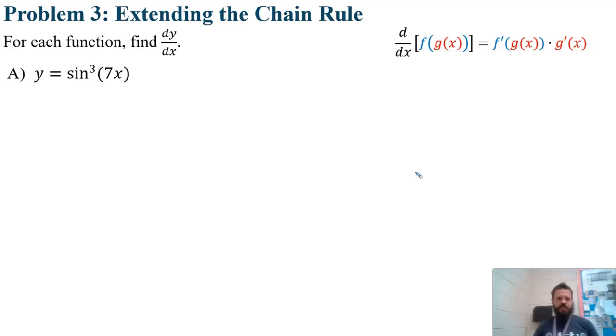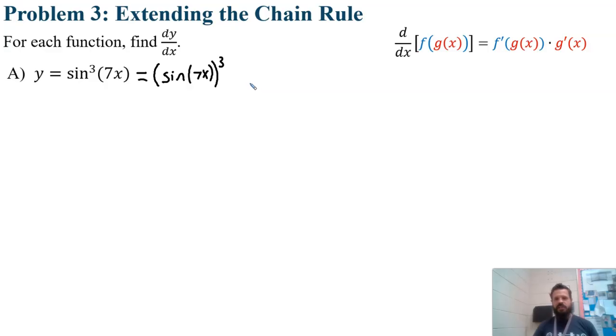Alright, problem 3, extending the chain rule. We want to find dy over dx of this guy here. Now before we start thinking about derivatives, let's rewrite this in maybe a more derivative-friendly form. Sine to the third, I'm going to rewrite that as parenthesis sine of 7x, all to the third here.